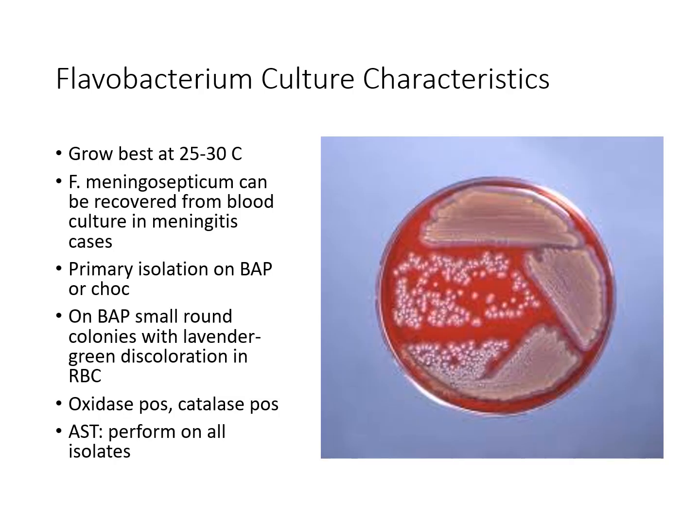For lab identification of Flavobacterium, for growth conditions, it grows best at 25 to 30 degrees Celsius. The primary isolation is on blood agar plates or chocolate agar. For colony characteristics, it forms small, round colonies on the blood agar plate with a lavender green discoloration in the red blood cells. For biochemical characteristics, it is oxidase positive and catalase positive. For clinical specimens, it can be recovered from blood cultures in meningitis cases. For antimicrobial susceptibility testing, we are going to perform that on all isolates.